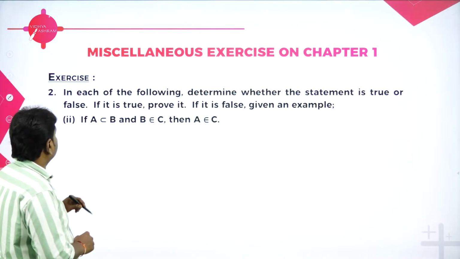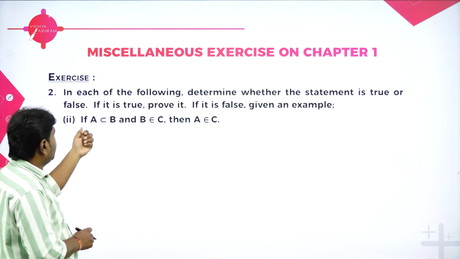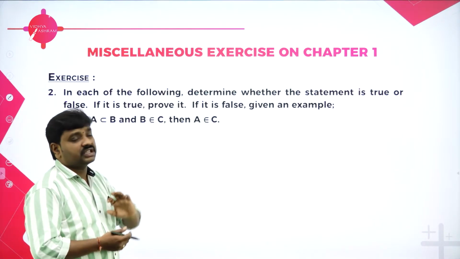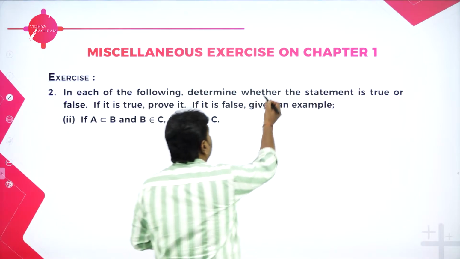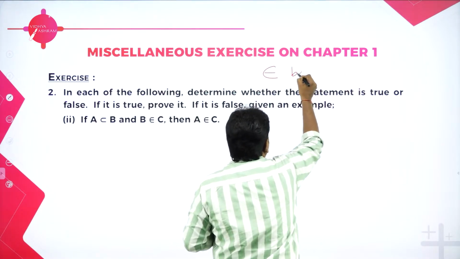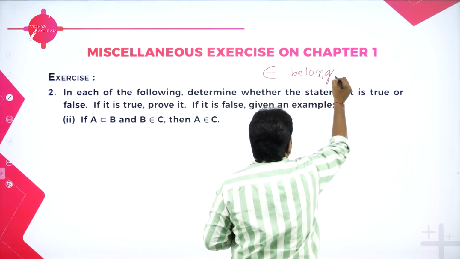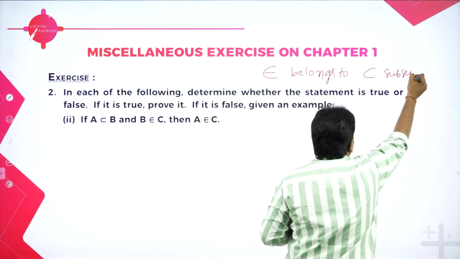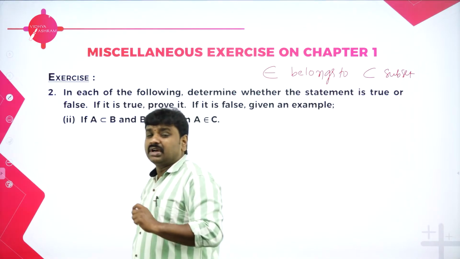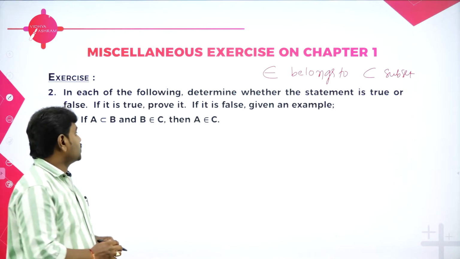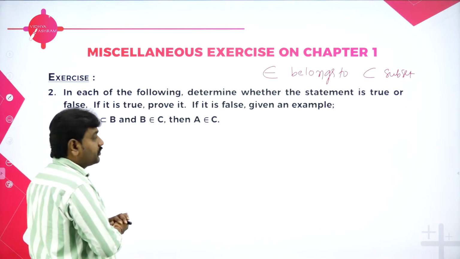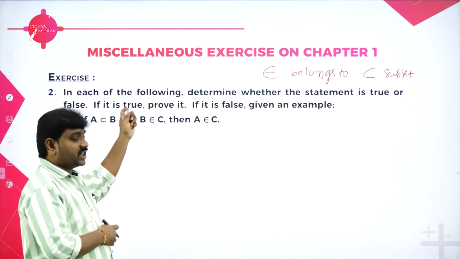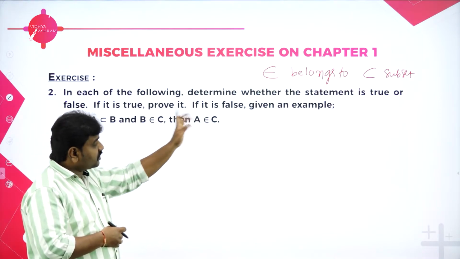Next, A is subset of B. If A is subset of B and B belongs to C, A belongs to C, they are asking you. So please understand, to solve this, first you should know belongs to. This symbol is read as belongs to, and this symbol is read as is subset of. Subset means part of a set. Belongs to means element of a set. So now A is subset of B and B belongs to C, means B is acting as an element in C. Then A belongs to C, they are asking.